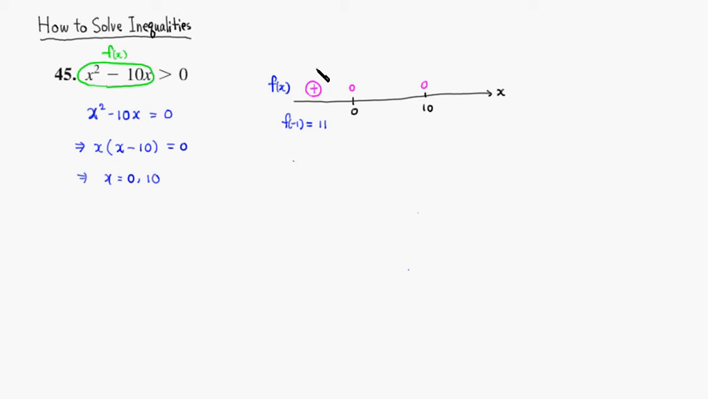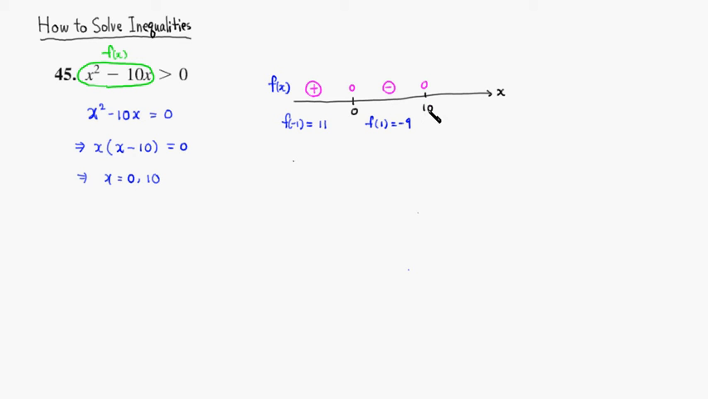And you can try any number between 0 and 10. I like 1, so I'll try x equals 1. If you plug in 1, you have 1 minus 10, so it's -9, which means that it is a negative value there.